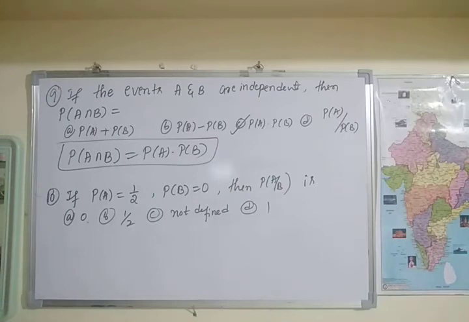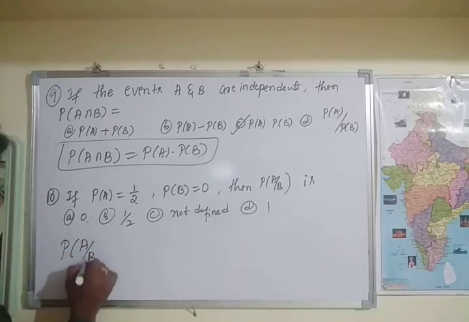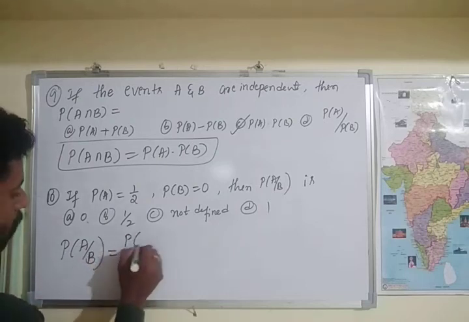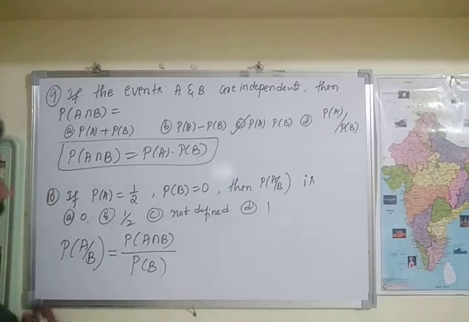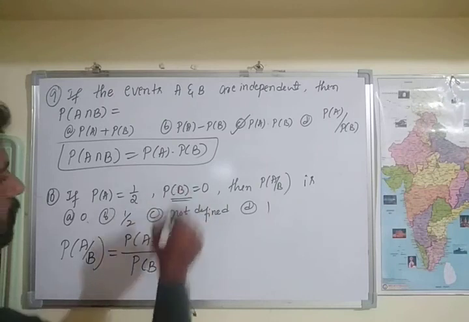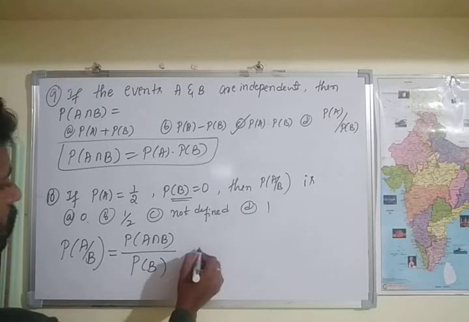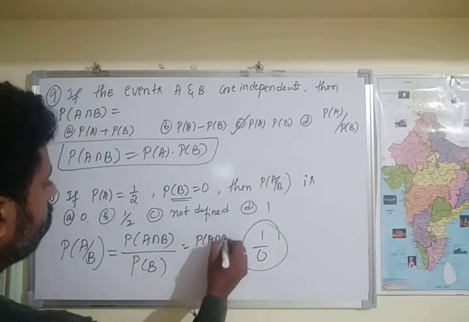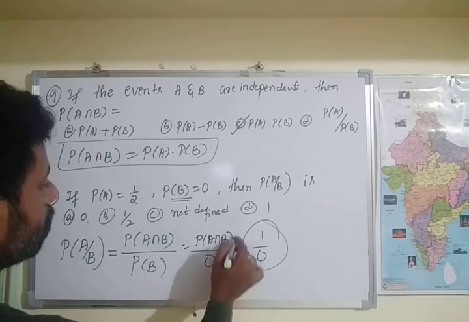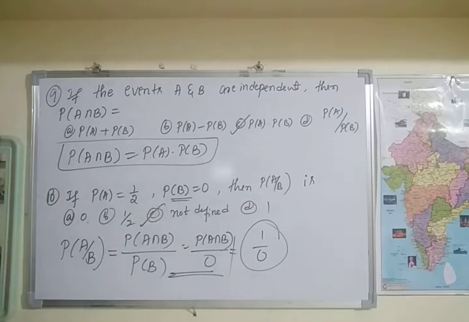Next, if P of A is equal to 1 by 2 and P of B is 0, then what is P of A by B? We know the formula: P of A by B is equal to P of A intersection B divided by P of B. Here P of B is 0, so the denominator is 0. Any result of the form 1 by 0, or P of A intersection B divided by 0, is not defined. Undefined result, option C is correct.